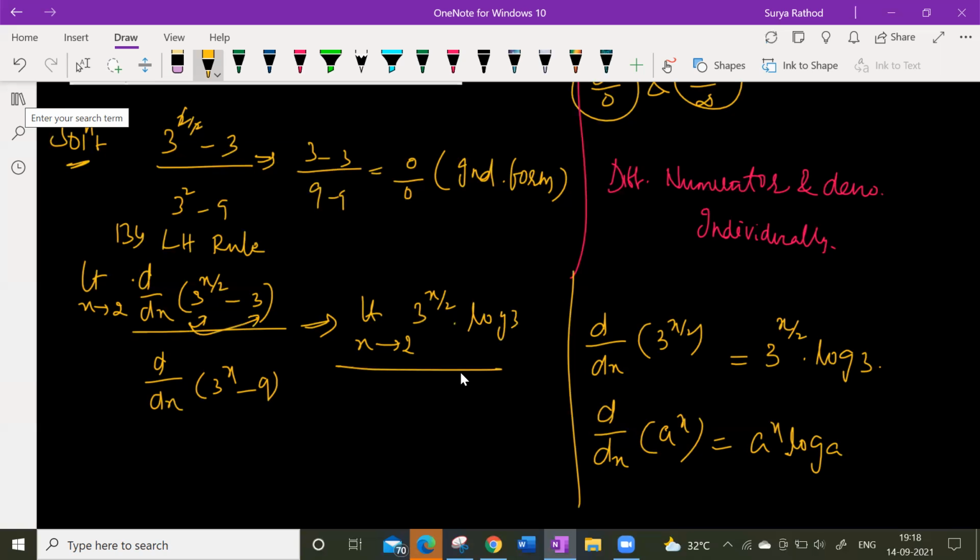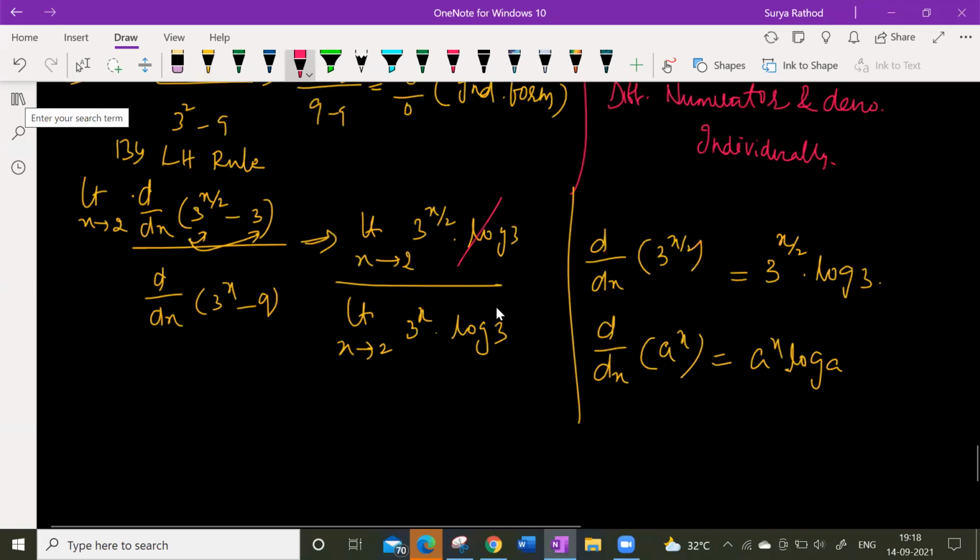So d by dx of 3 to the power of x, what is that? 3 to the power of x into log 3. Yes or no? Here, can we cancel log 3 or not?